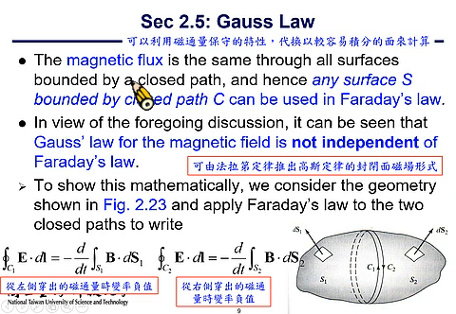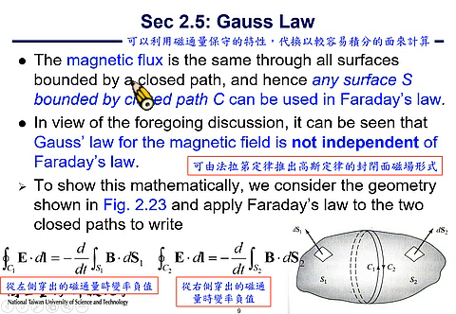Alright, so go back to the slide. We can see that in view of the foregoing discussion, Gauss's law for the magnetic field is not independent of Faraday's law. So here we can try to associate the 4th Maxwell equation with the 1st Maxwell equation.